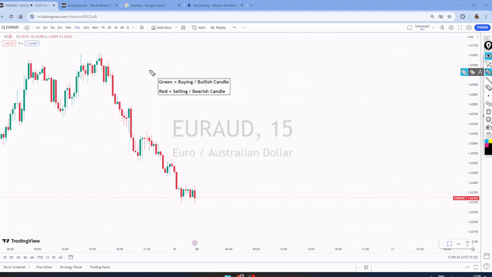We have a red candle here, and another red candle here. Now see these red candles, all are red, but the sizes are different, right? The candle sizes are different.